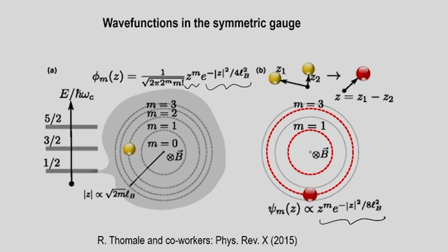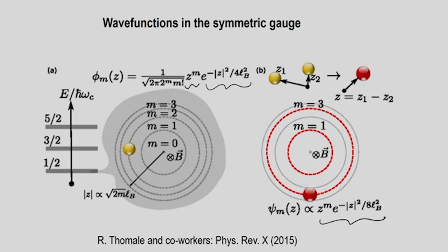And so, this is taken from Ronnie Thomale and his co-workers in PhysRevX in 2015. These are the Landau levels that are shown. So, half h cross omega, 3 half h cross omega, 5 half h cross omega, and so on. And these are the circular Landau levels corresponding to m equal to 0, m equal to 1, m equal to 2 and 3 and so on.